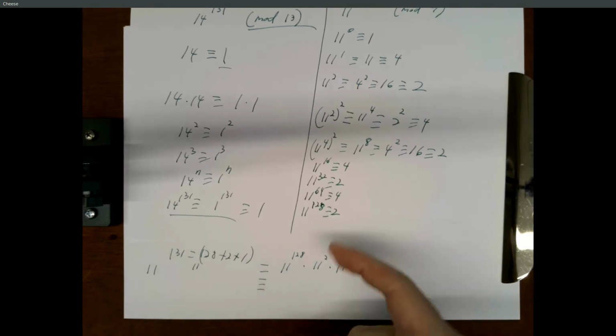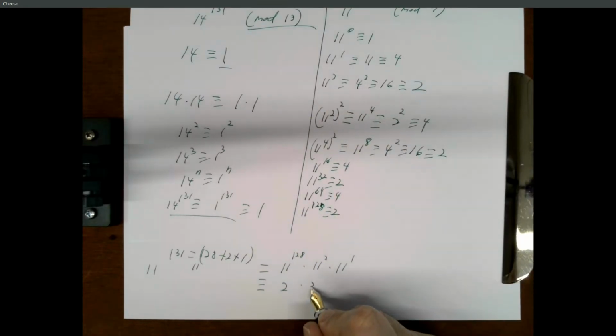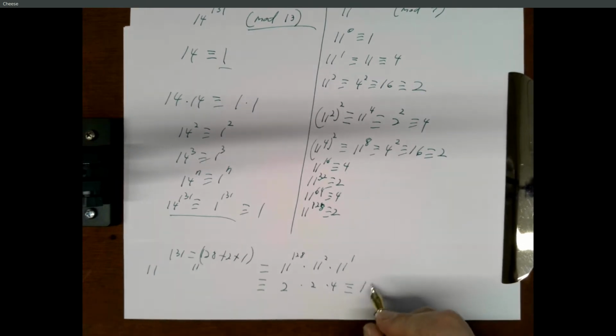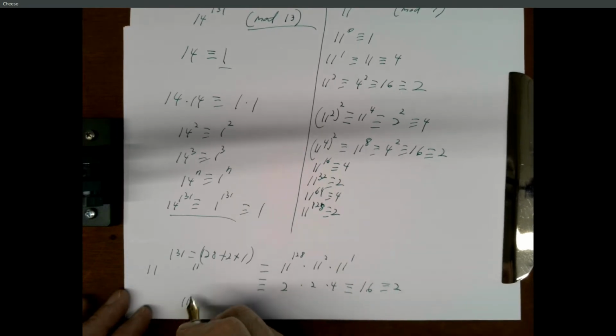And now I just fill in from my table up here. 11 to the 128th is congruent to 2, 11 squared is congruent to 2, and 11 to the 1st is congruent to 4. So this whole thing is congruent to 2 times 2 is 4, times 4 is 16, which is congruent to 2 mod 7. So 11 to the 131st is congruent to 2 mod 7.